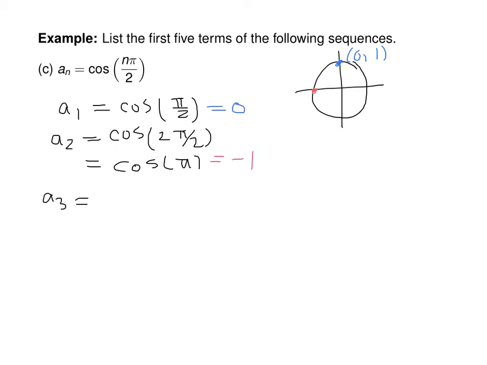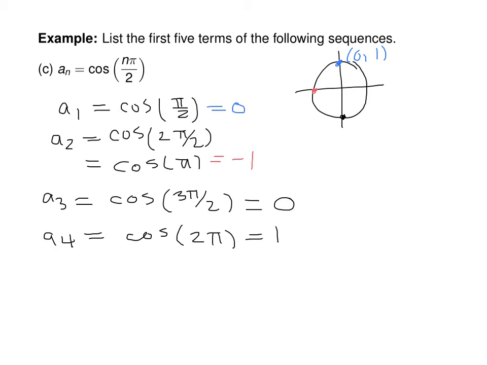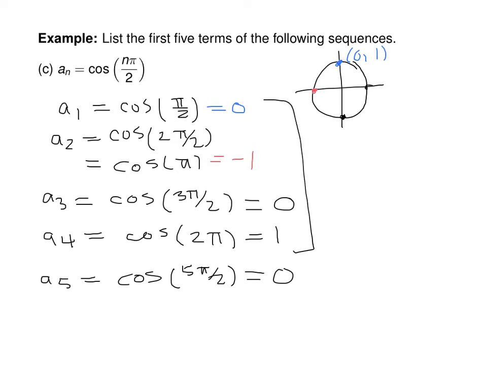A sub 3 will be cosine of 3 pi over 2, which is down here. Cosine is the x-coordinate, so this is equal to 0. A4 will be cosine of 2 pi, which is 1. It's over here. And A5 will be cosine of 5 pi over 2, which is the same as finding cosine of pi over 2, so once again we're back at 0. As you can see, the sequence is going to have a pretty nice pattern. It'll go 0, -1, 0, 1, 0, and this sequence of 4 numbers will repeat.